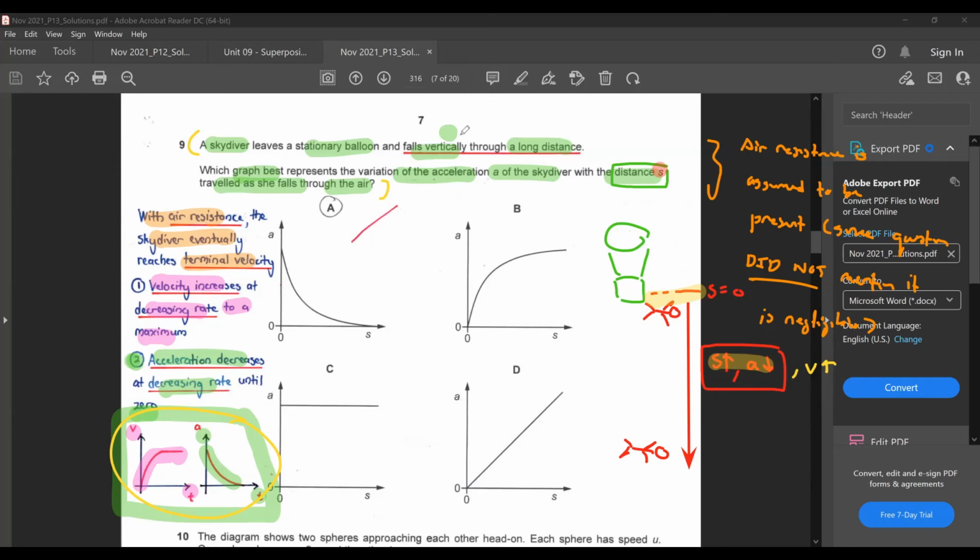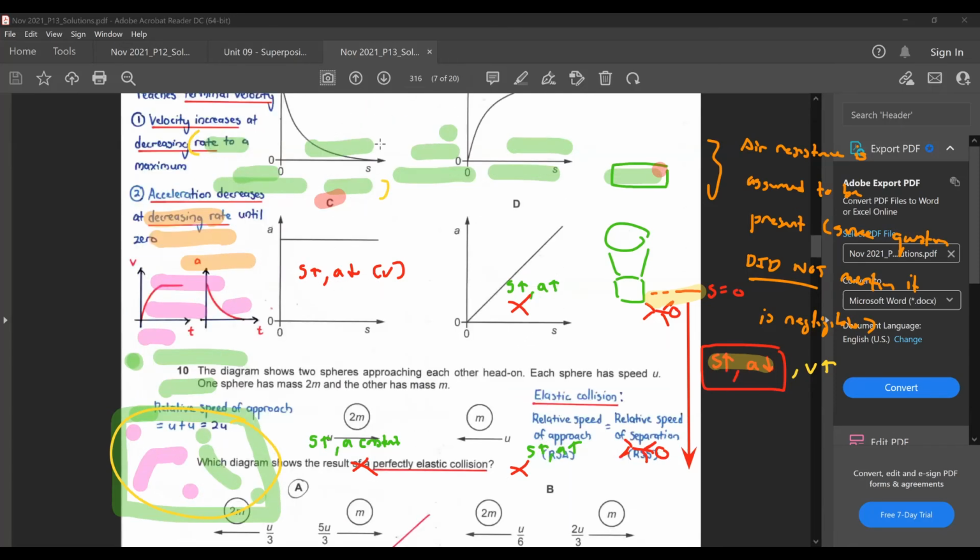So you look at all these graph answer choices B, C, and D. This one is stating that as s increases, acceleration increases. This one is saying as s increases, acceleration is constant. This one is saying as s increases, acceleration increases. But only this one tells you that as s increases, acceleration decreases. So this is the correct one. The rest are actually wrong, just by using some common sense here. You don't need to go all the way to derive the shape. So answer for 9 is A. Okay, so that is all right.